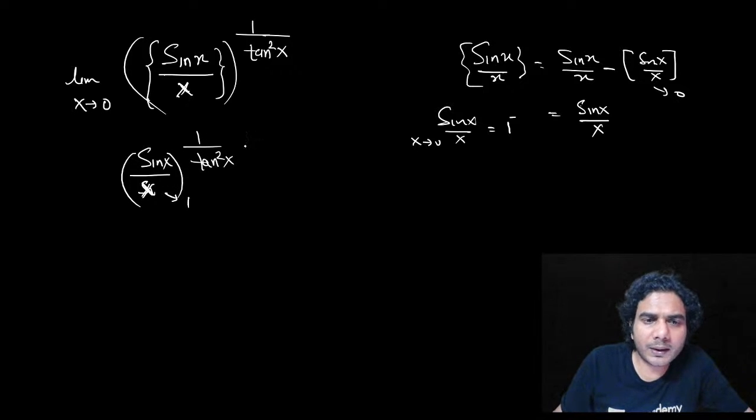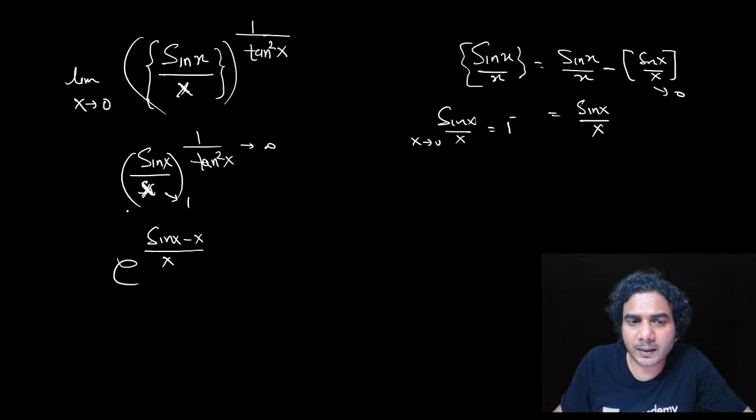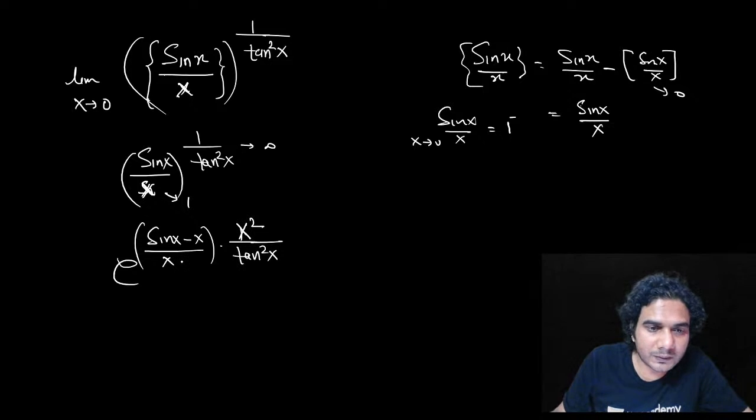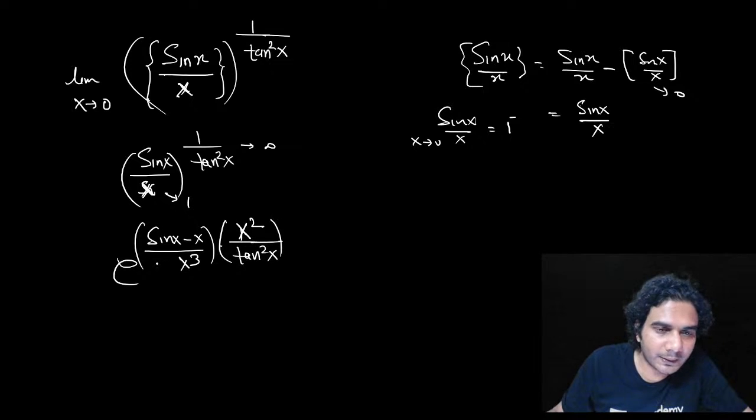Now the base is approaching 1 and the exponent is approaching infinity, so it is the 1 raised to infinity form. So it is going to be e raised to sin x minus x upon x, because sin x upon x minus 1 is sin x minus x upon x, multiplied by 1 upon tan square x. Before applying L'Hopital's rule, first you need to simplify this. Multiply and divide by x square, so it is going to be x cube here. Now I'll have two limits, one is this, the other is this, okay?